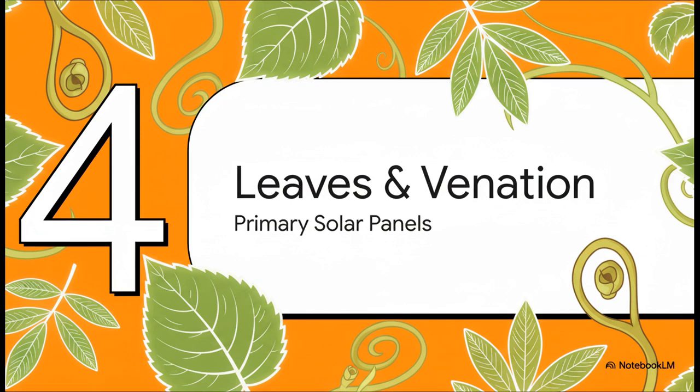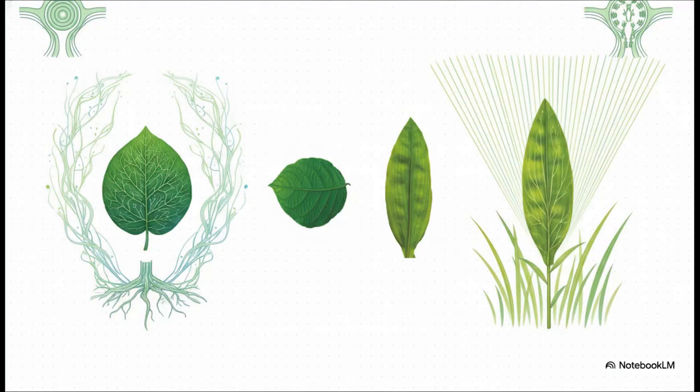Section 4. Leaves and venation. So let's talk about the primary solar panels of our structure, the leaves. They originate from shoot apical meristems and grow in an upward acropetal order. Let's look at their internal plumbing, which we call venation. The flat green part of the leaf is the lamina, and it's absolutely packed with veins that give it rigidity and act as tiny transport highways.